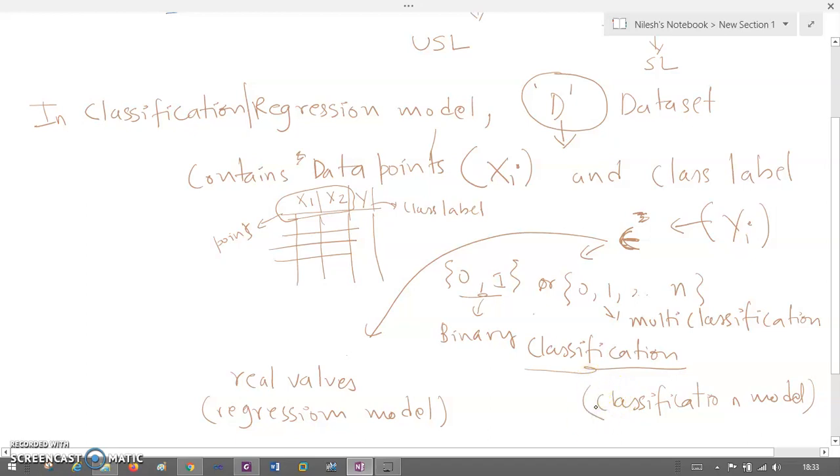These are the two outputs of y of i. With respect to a classification or regression model, if you have class label yi, then it will give you real values for a regression model and classes for a classification model. However, this is specifically for supervised learning.